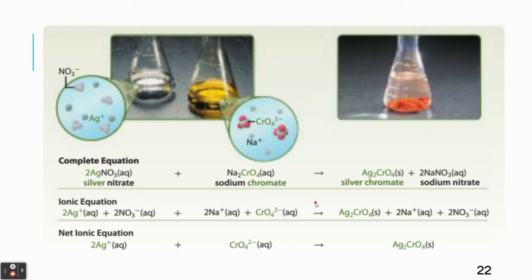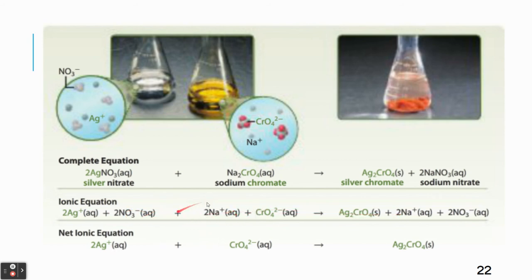So what we do is figure out which ones we can remove, which ones are not really important. You'll notice that the ones you remove are the ones that are not in your precipitate. Really, the ions that are actually reacting are the ones that form a precipitate. You have the silver and the chromate, and they make silver chromate. Everything else is a spectator. And so to write your net ionic equation, you simply remove the spectators.